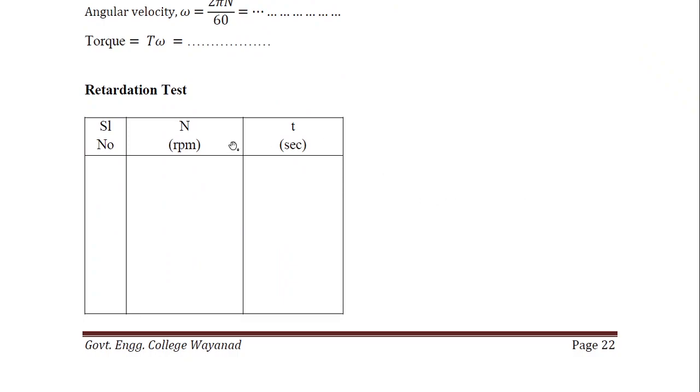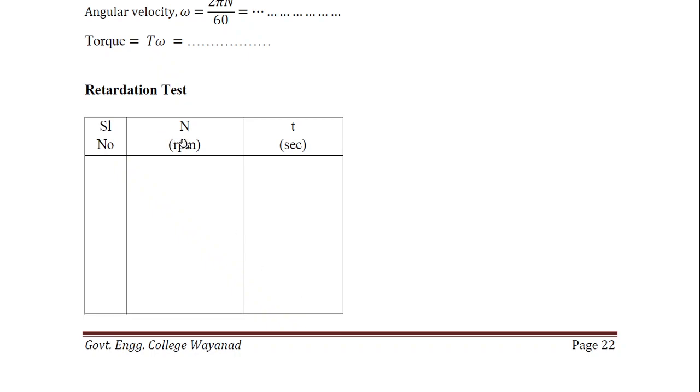Yes, this is the retardation test, that is, serial numbers 1, 2, 3, how to write. And then for t, you have to take 0, then 30, then 60, in the time interval of 30 seconds. You have to measure the speed using the tachometer, so that you can fill these two columns.